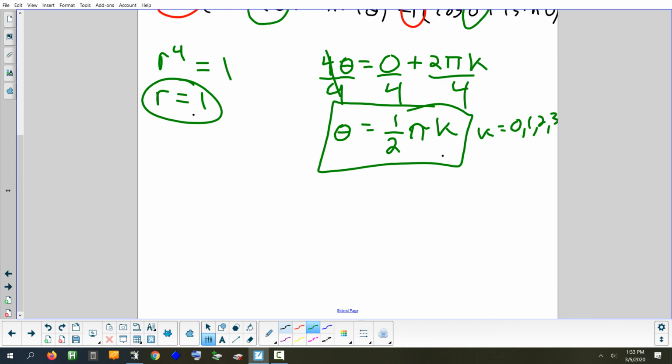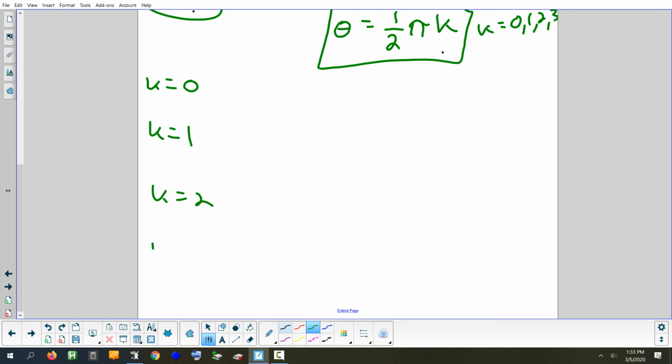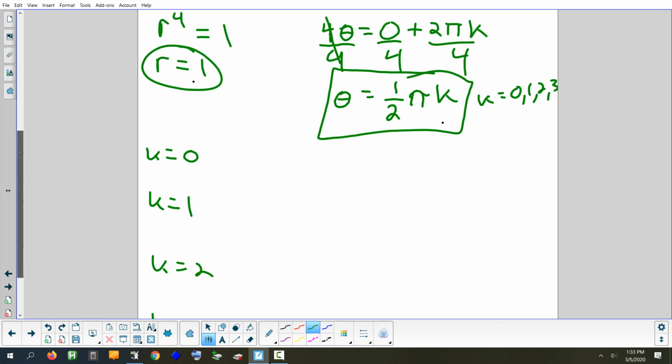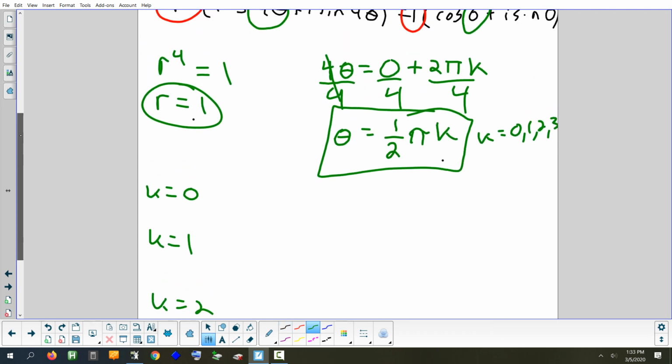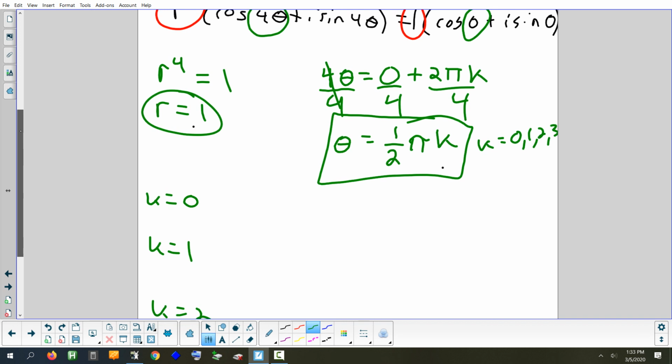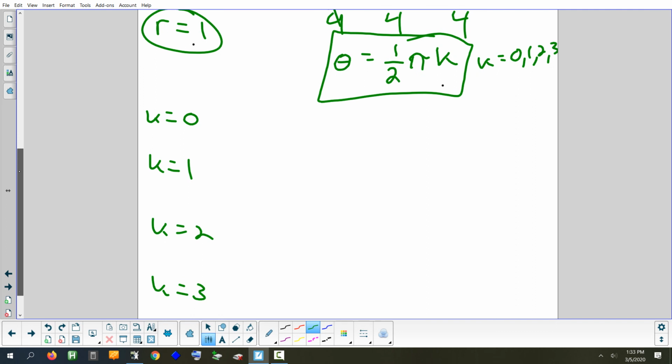And that's it. So k equals 0, k equals 1, 2, 3. How can k equal 0, 1, 2, 3? Because you start at 0 and you go up to 1 less than the root you're looking for. That's the algorithm to get the angles. So what's your radius for all of them?